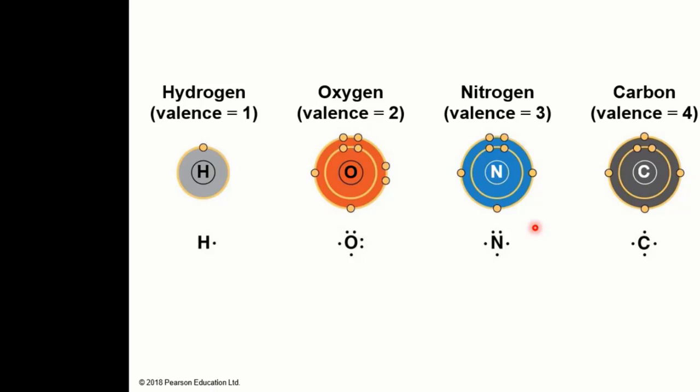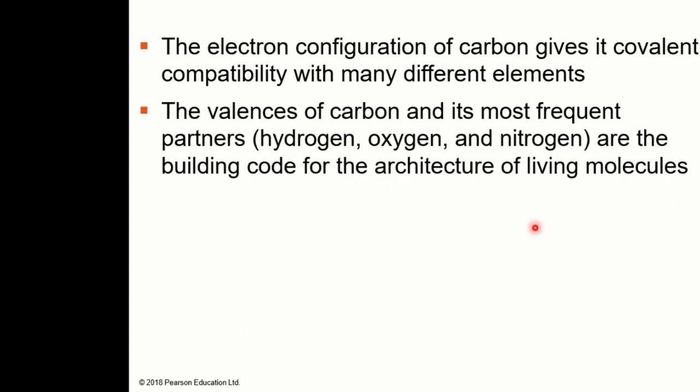And we will explain further what it means. So the electron configuration of carbon gives it a compatibility, the idea that it can be compared with different elements, and the valences of carbon and its frequent partners.